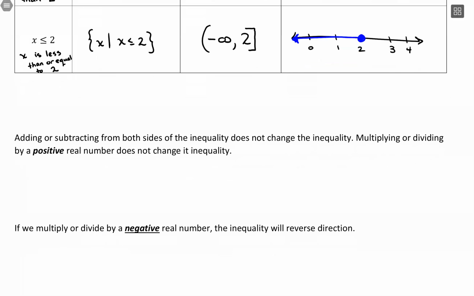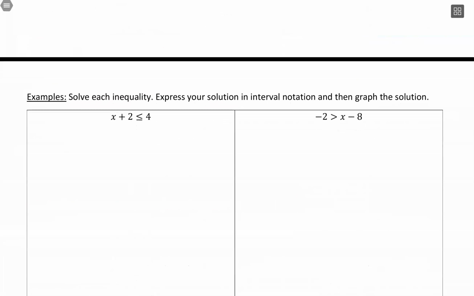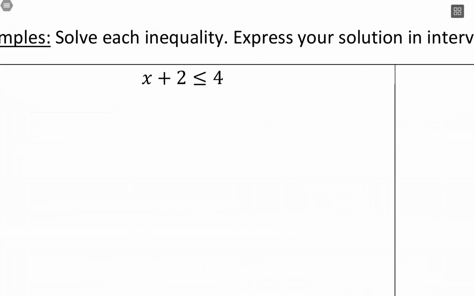But the one little trick that we need to be careful of is if we multiply by a negative real number or divide by a negative real number, then we need to reverse the direction of our inequality. So the inequality symbol will flip if we multiply and divide by a negative number. So that's a case that we need to be careful of when we're going through the solving process. So let's look at these one-step cases.